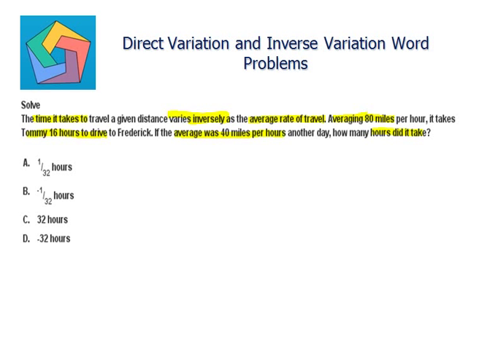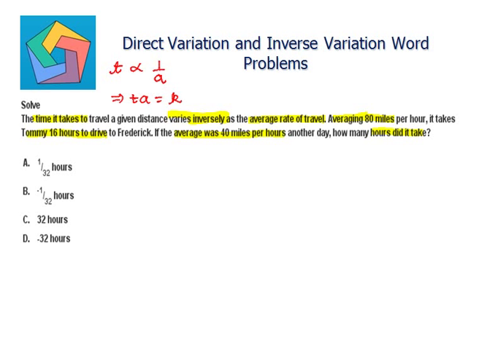So let's say the time taken is t. It varies inversely as the average rate of travel. Let's say the average rate of travel is a. So t varies with a inversely. This implies we can say t times a is equal to some constant k. k is the constant of variation.